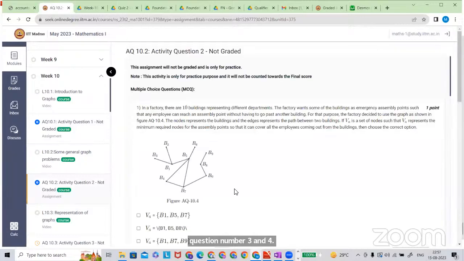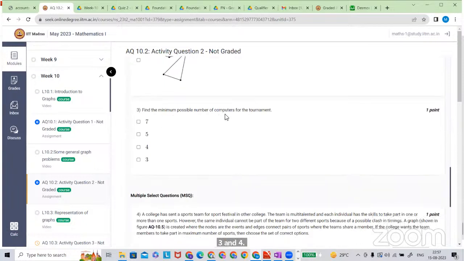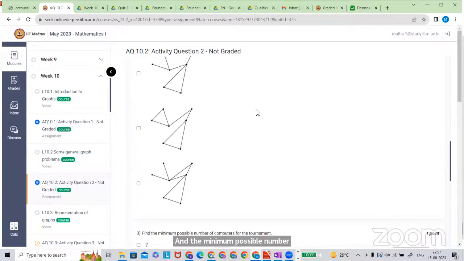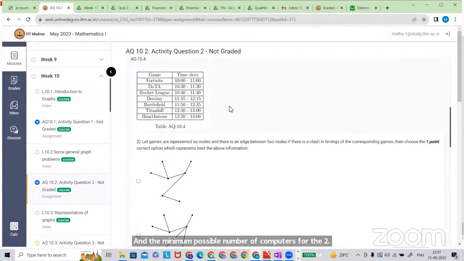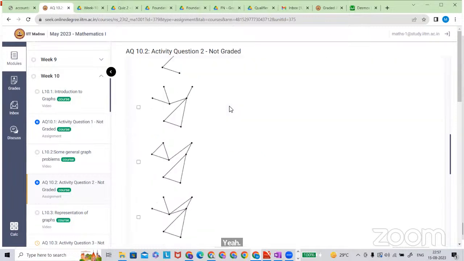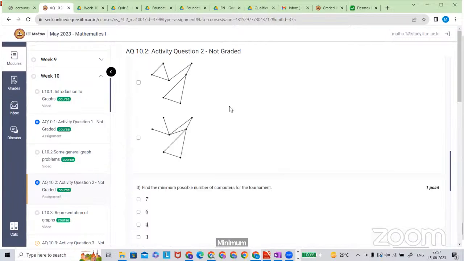Three and 4. Find the minimum possible number of computers for the tournament. So what is this problem asking? Sir, this is a vertex coloring problem. Vertex coloring problem? Yeah. A minimum number of computers is required.